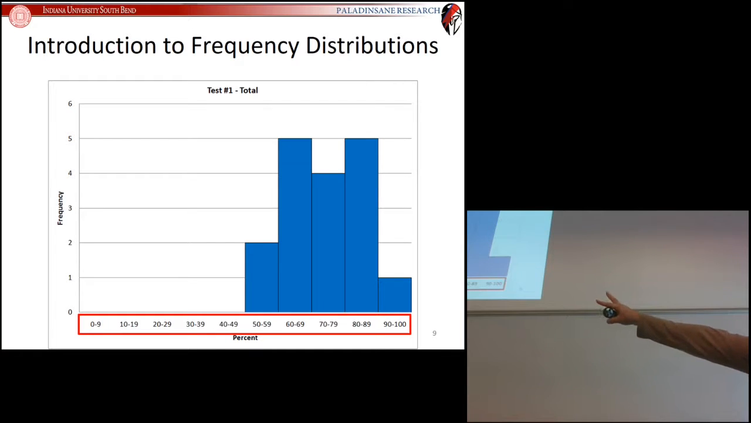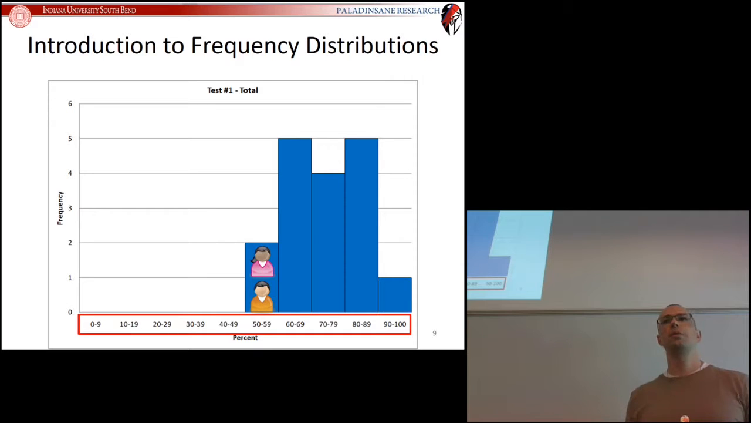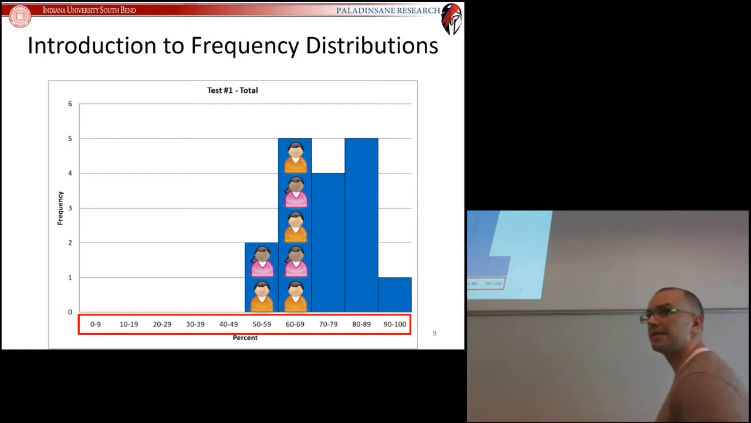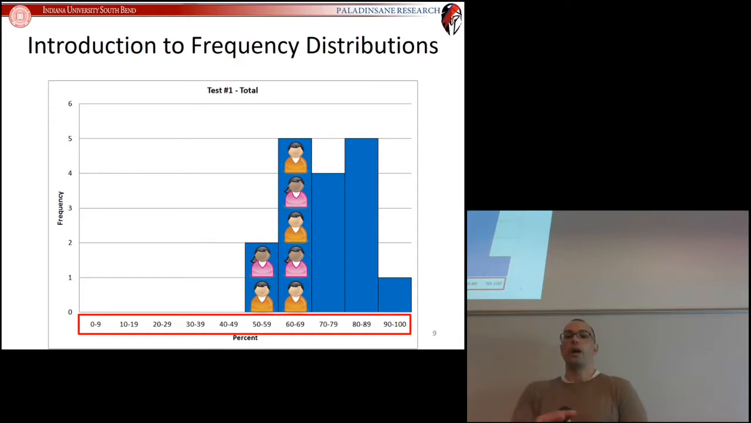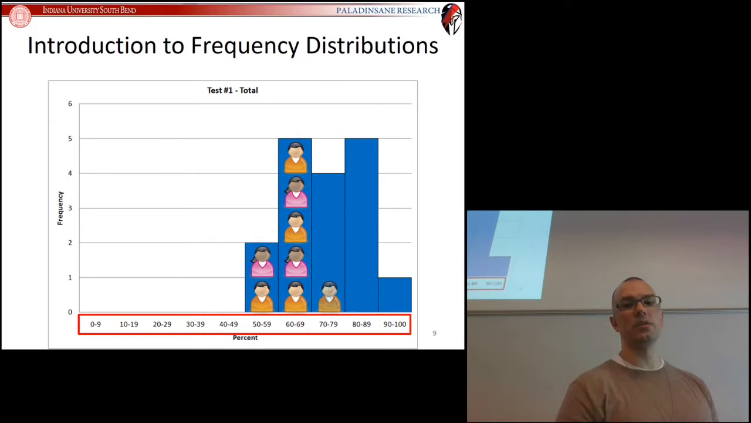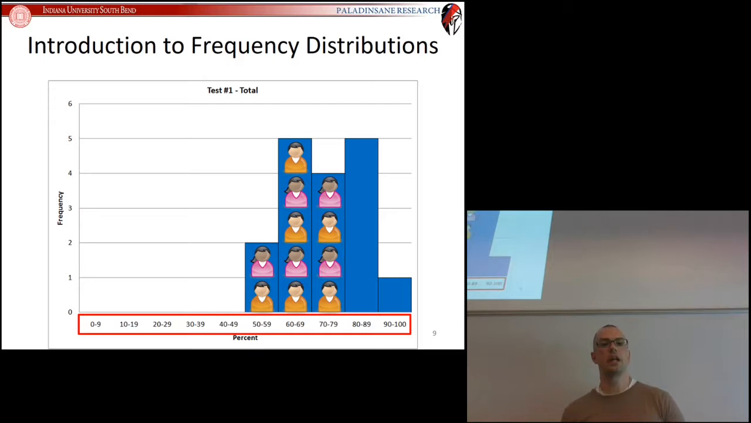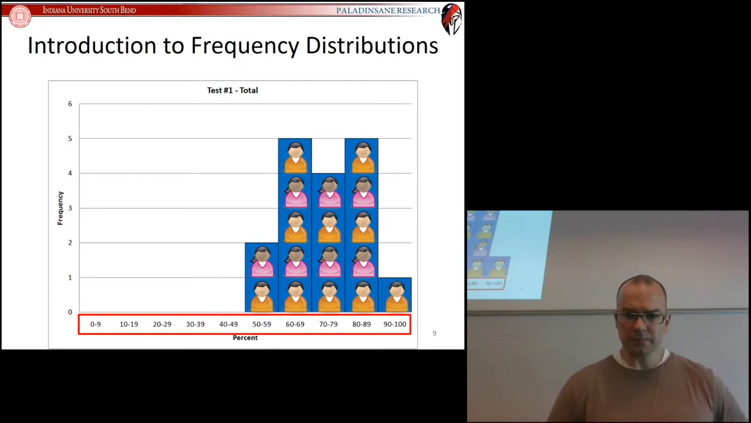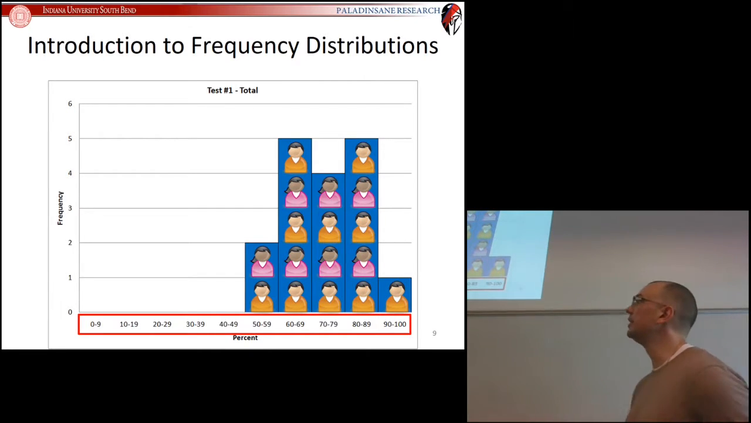Looking at this frequency graph of this distribution, I can tell that there are 2 people that achieved a score between 50 to 59. 2 people live in that apartment building. Right next to them, there are 5 people that achieved a score of 60 to 69. Right next to them, there are 4 individuals that achieved the score of 70 to 79. 5 other people achieved the score of 80 to 89. And then we have one person living all alone, and they achieved the score of 90 to 100.